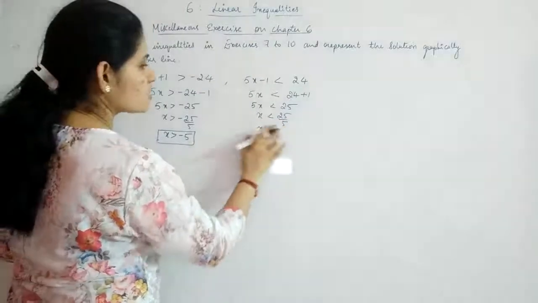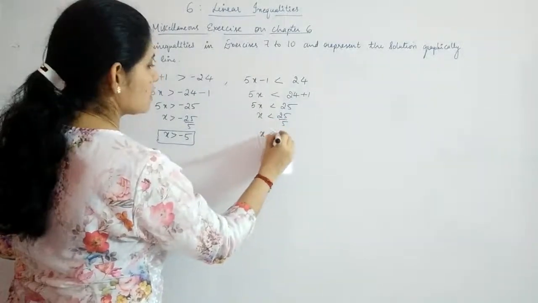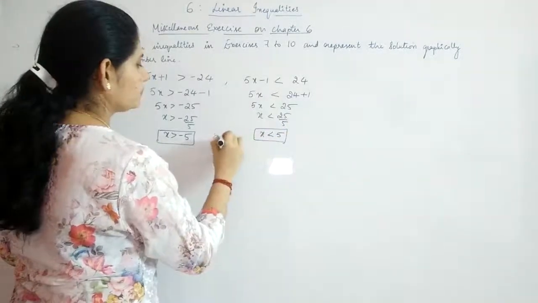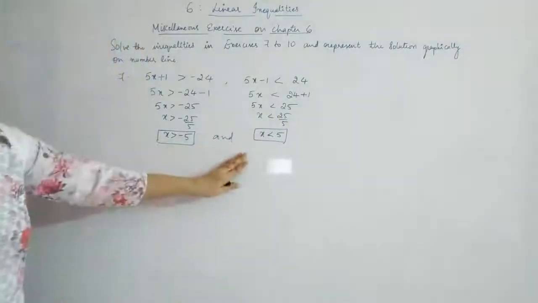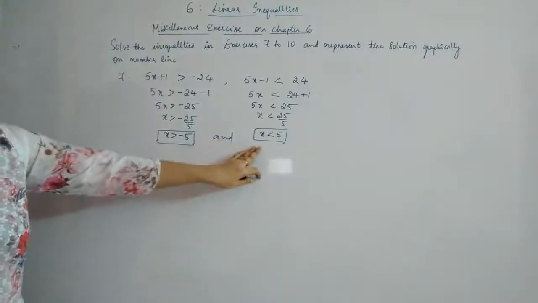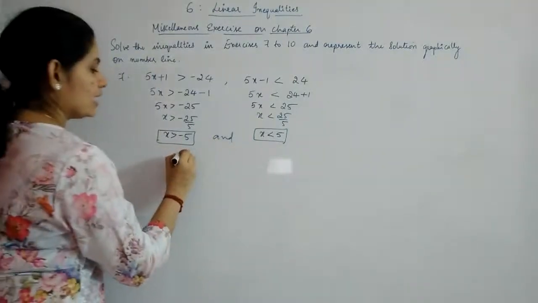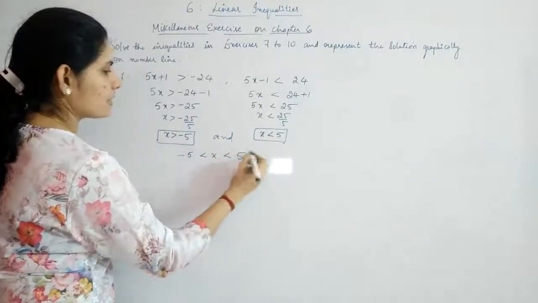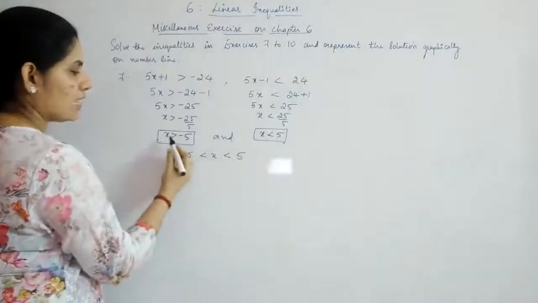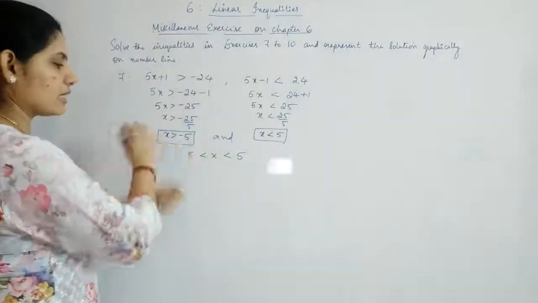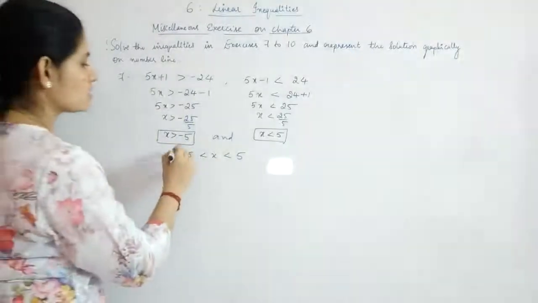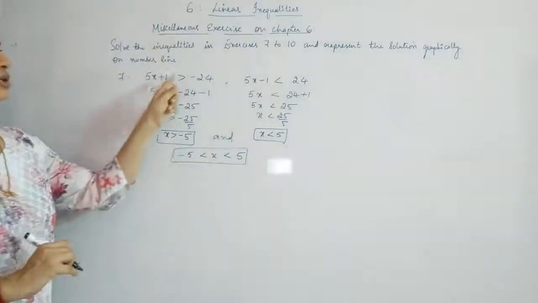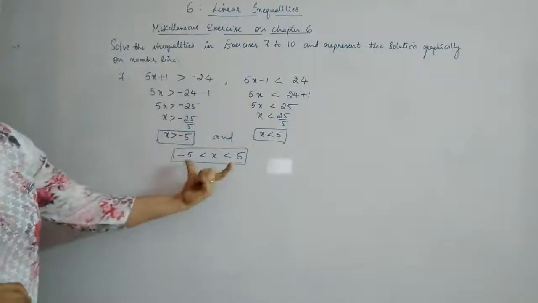So the two things which you got are x is greater than minus 5 and x is less than 5. Okay. Together, when we mix these two inequalities, combining these two, we will get minus 5 is less than x is less than 5. See here, x is less than 5 and x is greater than minus 5 is the same as minus 5 is less than x. Okay, so this is the inequality finally which you got after combining the two given inequalities. This is the double inequality.